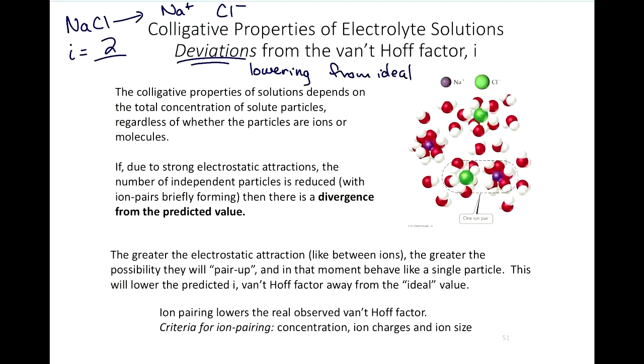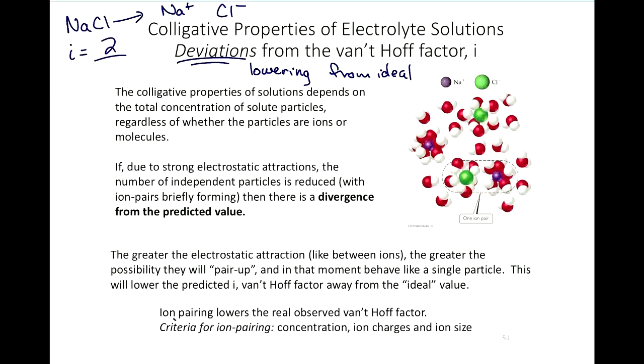Like NaCl has a Van 't Hoff factor of 2, the ideal version. But what we measure in lab will always be a number slightly less than 2. Never will you measure a Van 't Hoff factor greater than 2 for NaCl. All right, it's always a lowering when we're talking about deviations.